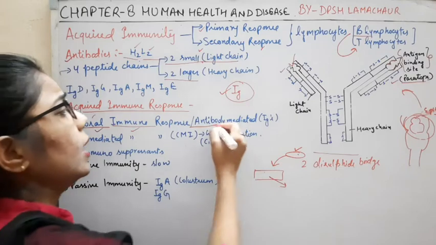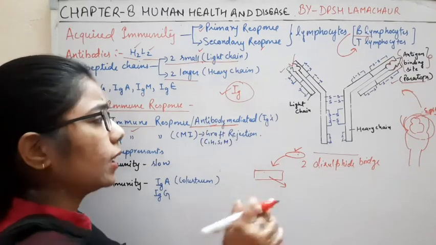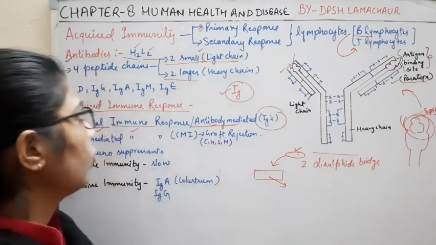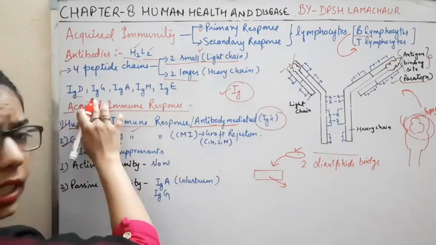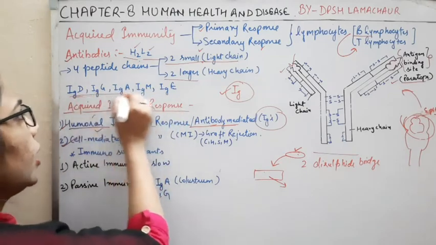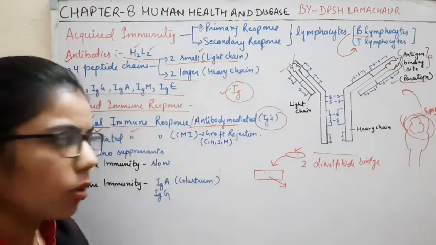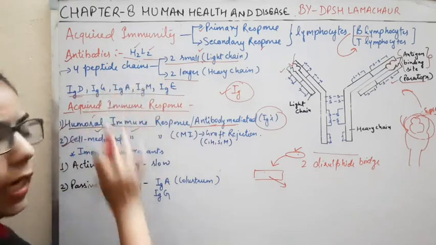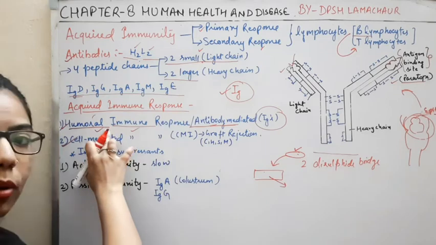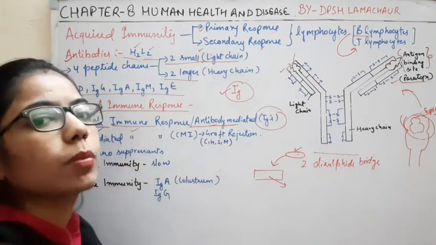And these are the antibodies, and we have 5 types of antibodies. What are they? IgD, IgG, and so on. All these are immunoglobulins. So when we talk about all these antibodies, these are the immunoglobulins. So we are talking about the humoral immune response.